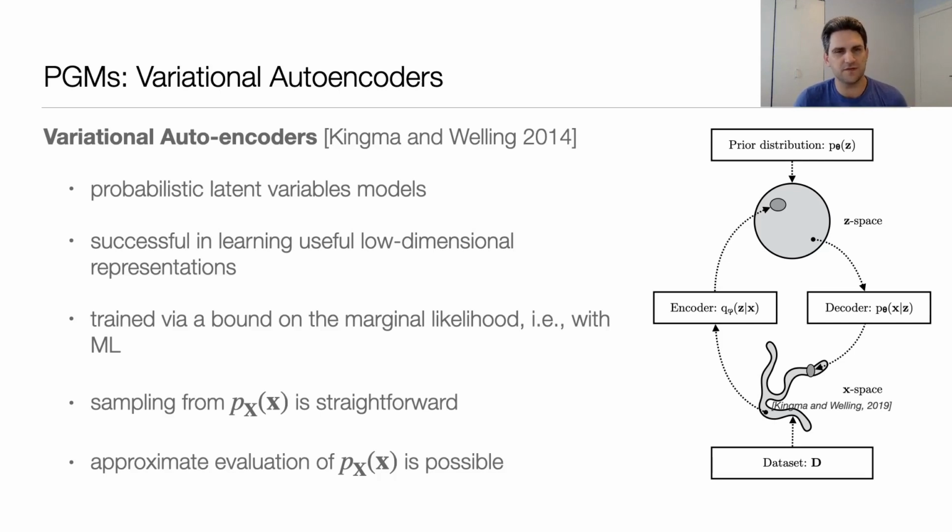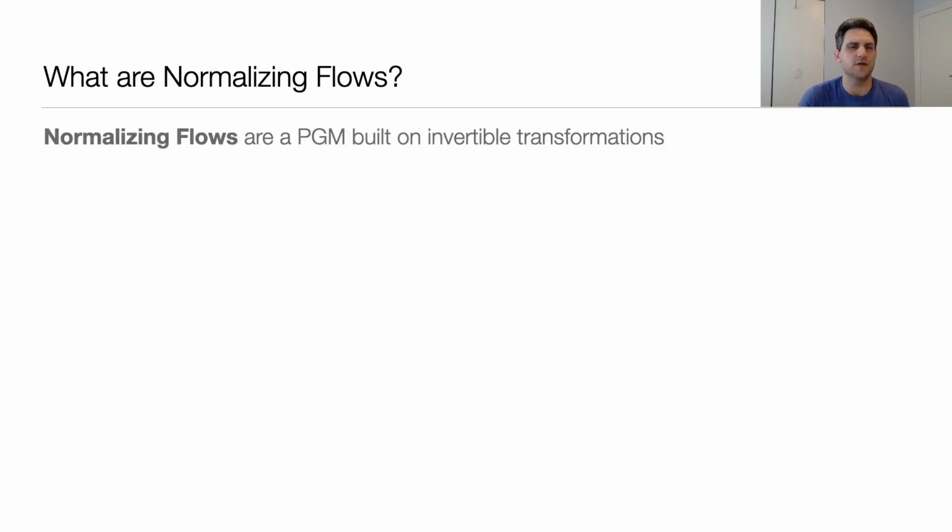But these are kind of the standard probabilistic generative models that most people in computer vision will have heard of and probably have some experience with, potentially, if they have experience with modern PGMs at all. So this is where normalizing flows come in. Okay, so normalizing flows, what are they at their core? They are a probabilistic generative model built on invertible transformations.